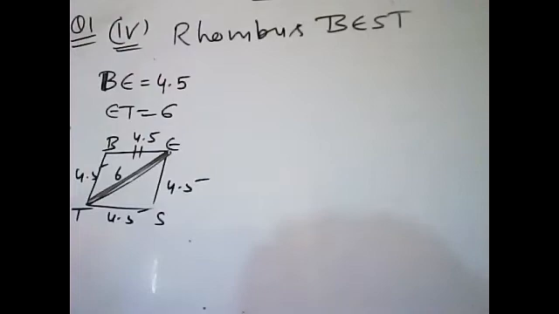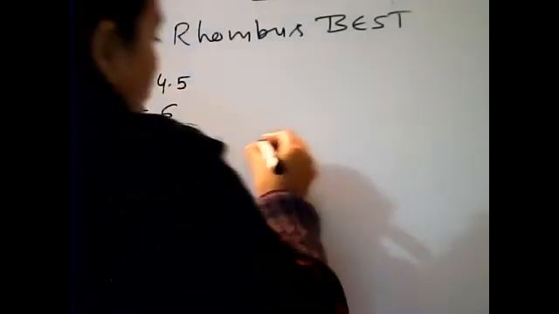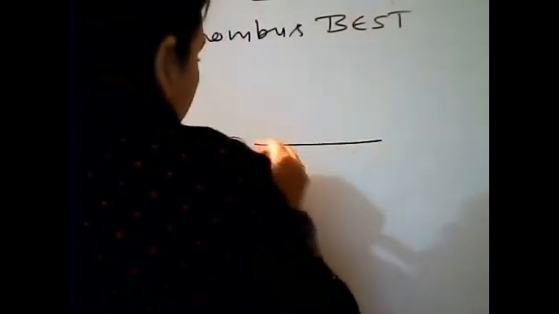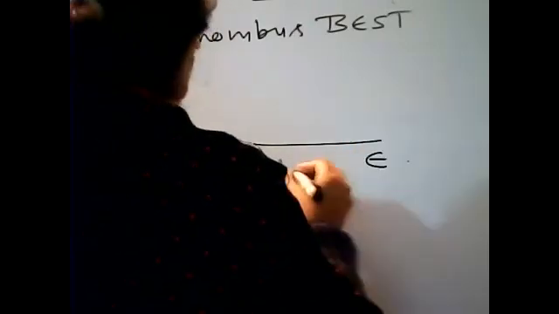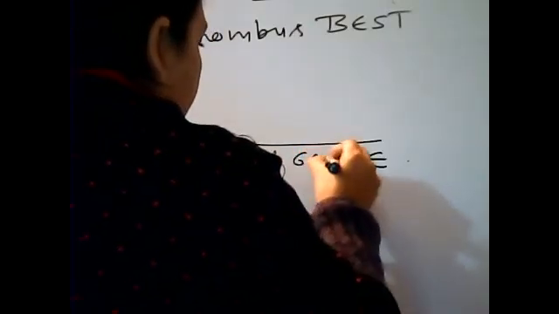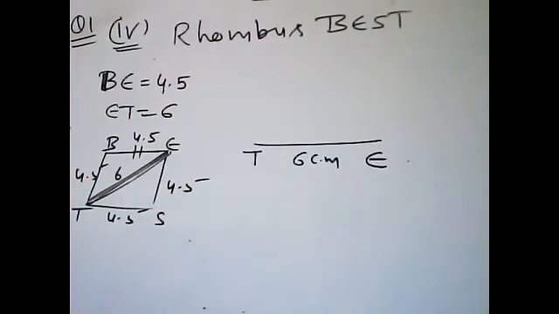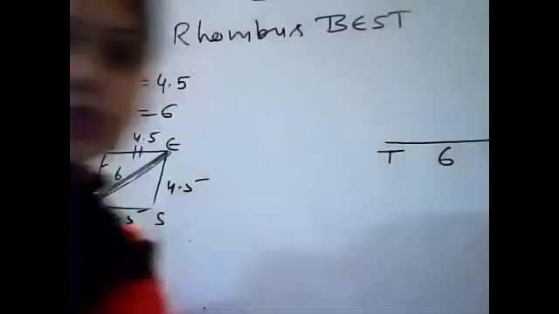So we will start the construction with the diagonal. So draw TE is equal to 6 centimeter.